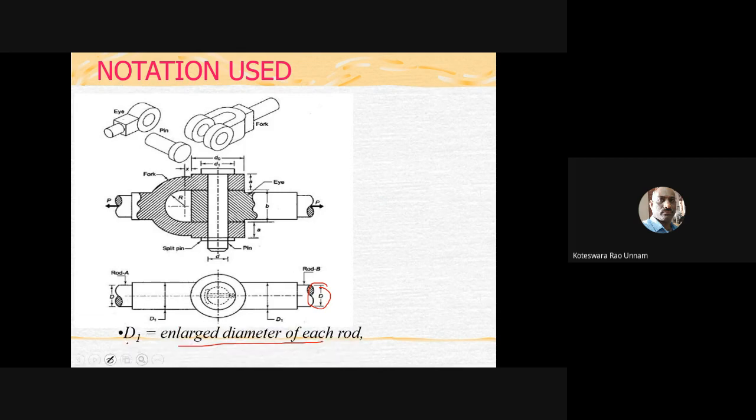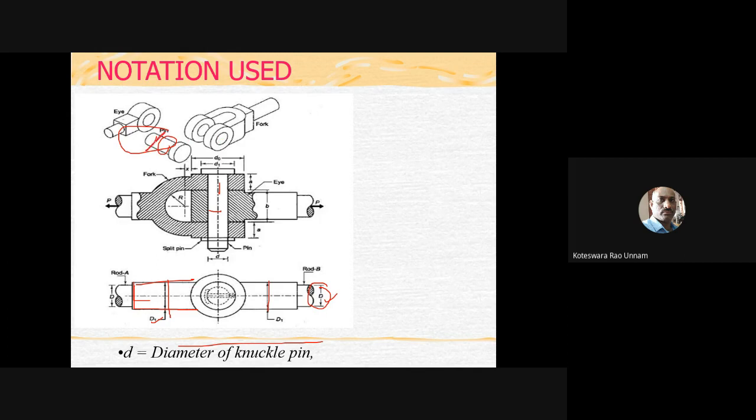Then next D1. D1 is the enlarged diameter of the rods. Here this dimension is the enlarged dimension of the rod, D1. Don't confuse here: capital D is the diameter of the rod, and capital D1 is the enlarged diameter of the rod. Then you have small d. Small d is the diameter of the knuckle pin. Whatever this pin is, we'll call it the knuckle pin also.